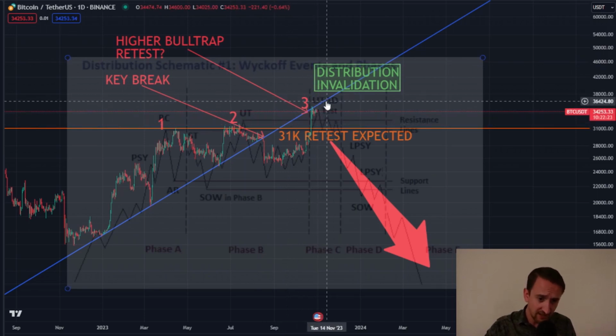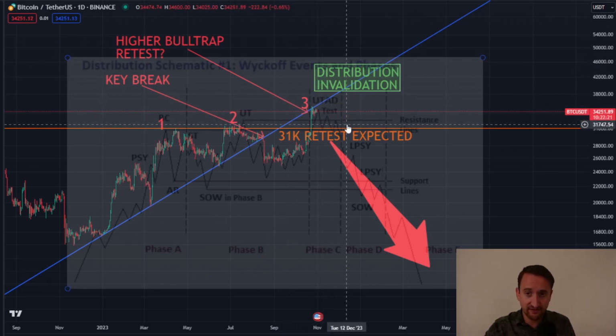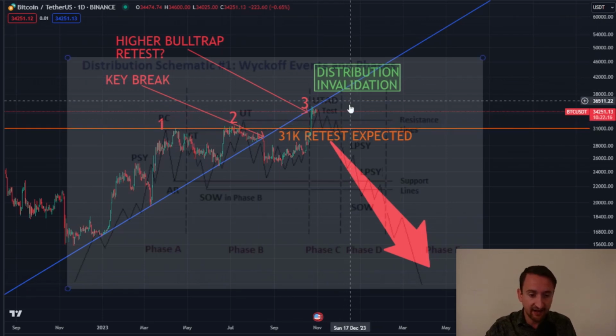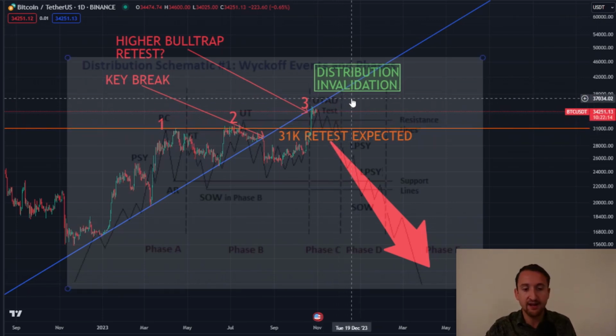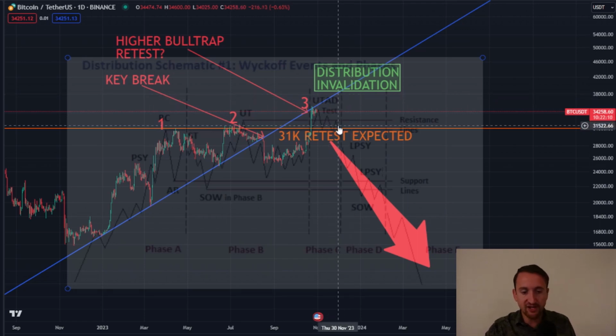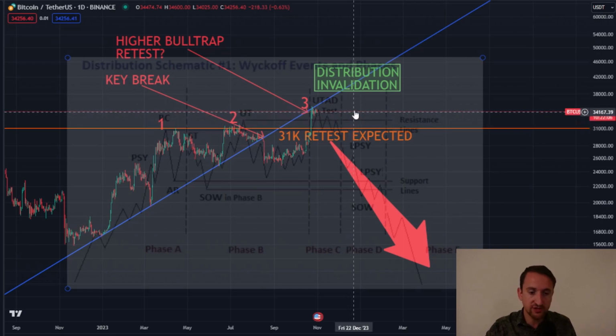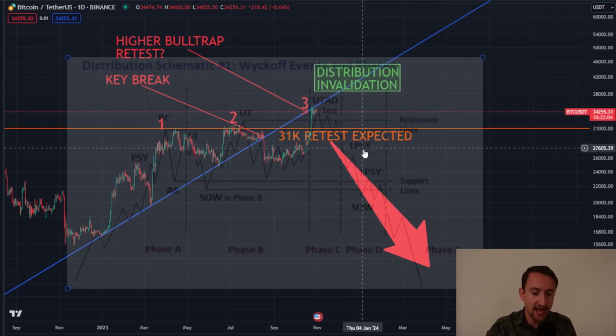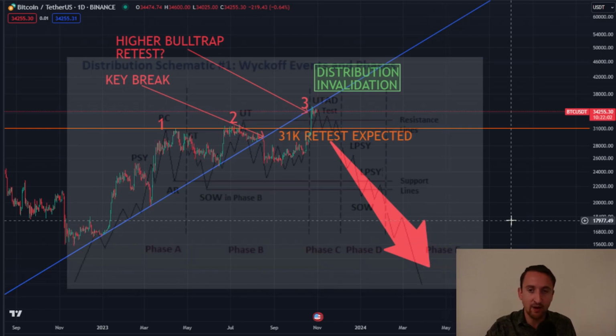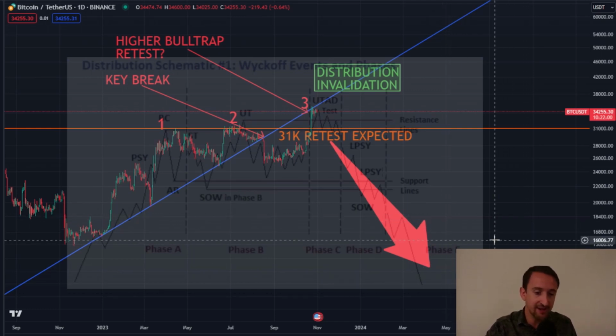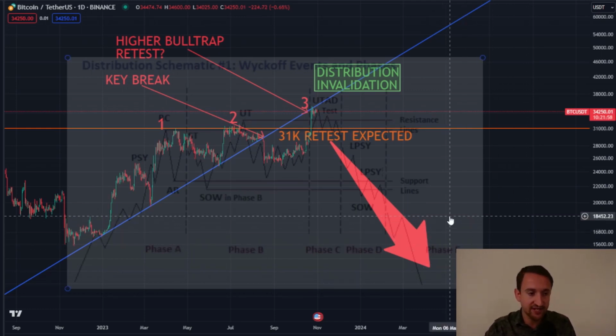So I think we are going to come back down to 31K in a bullish or bearish scenario, retest there, and either get back up, break back above the line, distribution's invalidated and bull market's on, or we get rejected, come back down to 31K, we'll get a bounce. It won't go as high as where we were rejected from here, and then we'll break down. And that tends to be what happens if this distribution schematic plays out. So time will tell. It's going to be really key weeks coming up.